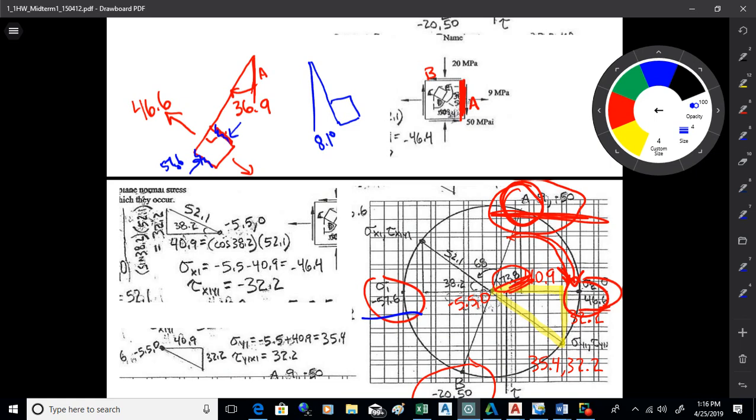You can go any direction you want. You just have to match the direction you go on the circle to the direction you draw up your sketch and calculate your angle. Counterclockwise positive, clockwise negative.